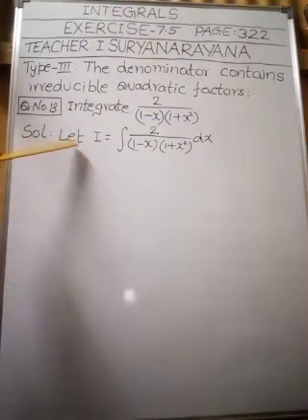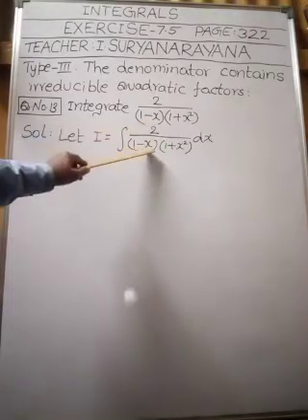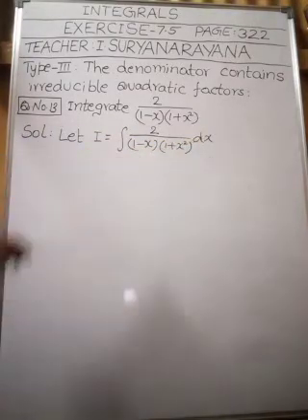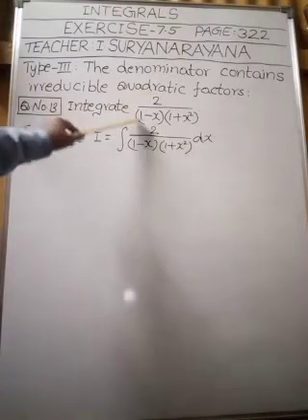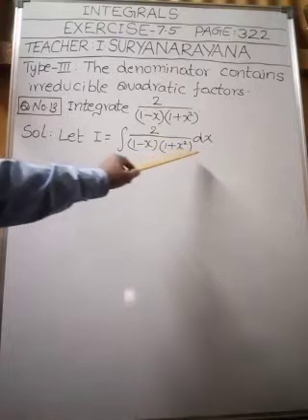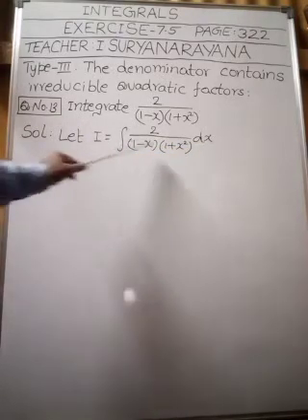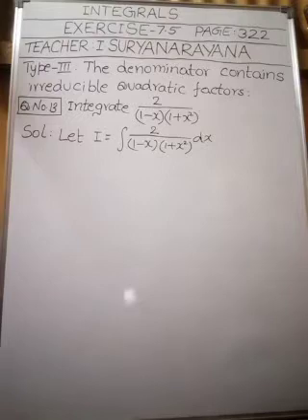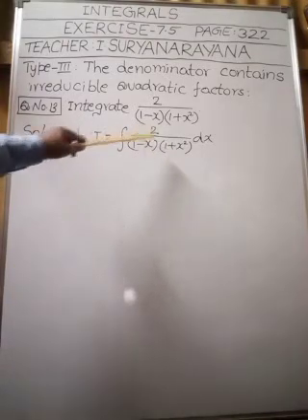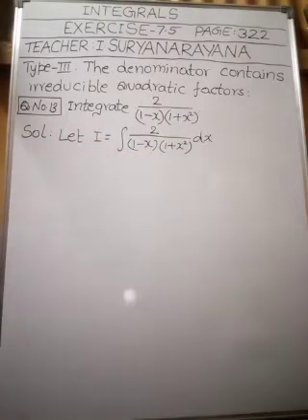Let us assume that capital I is equal to the integral of 2 by (1 minus x)(1 plus x square) dx. We assumed the given integral is equal to capital I. Now what is the integrand here? This 2 by (1 minus x)(1 plus x square). If you observe, this is a rational function.